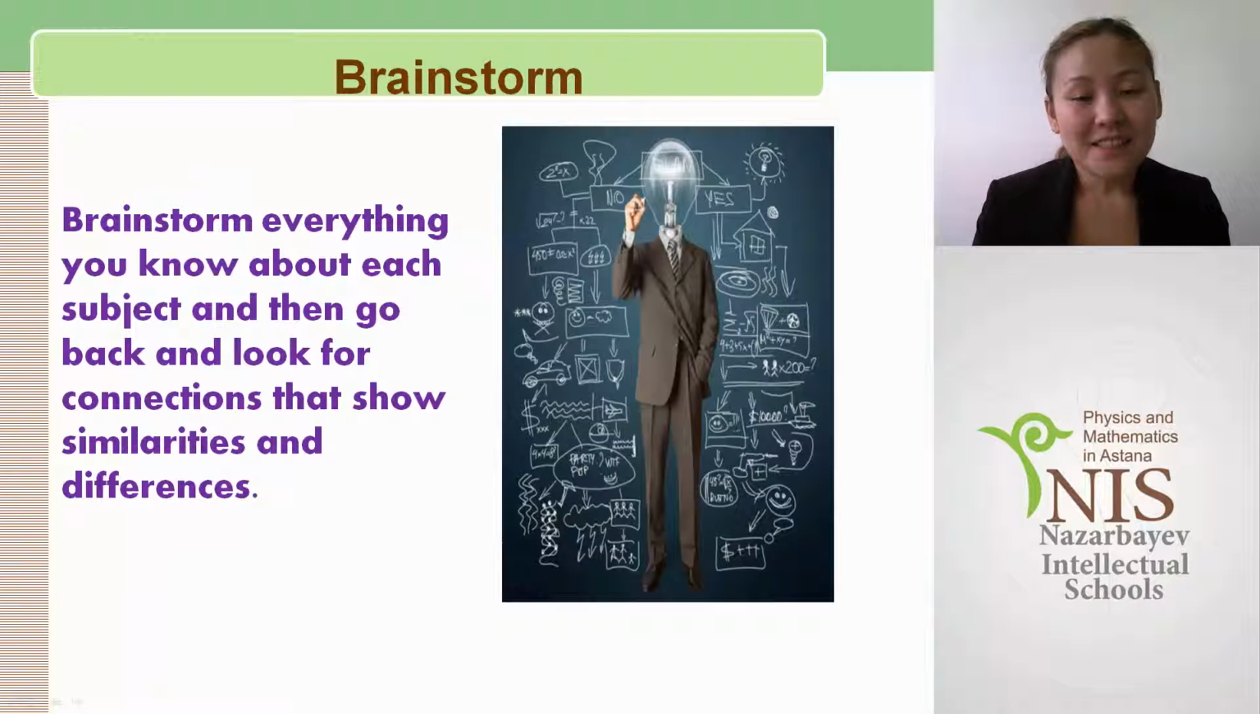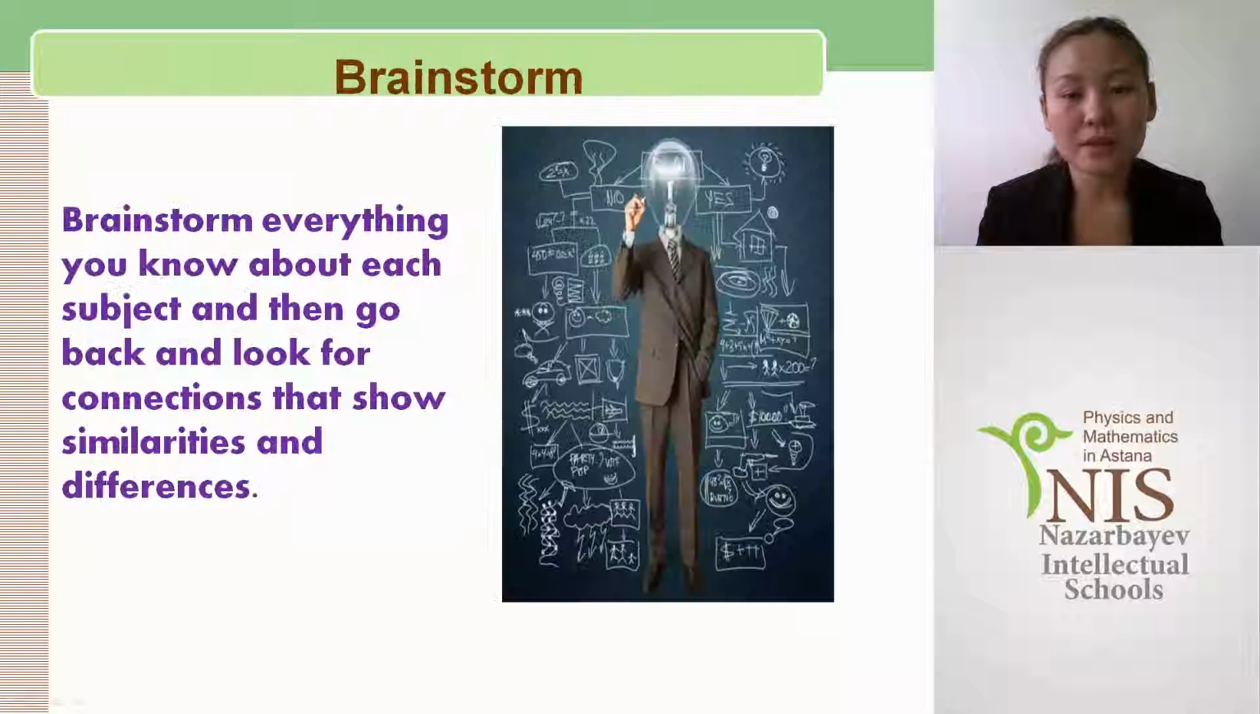The next thing, as you remember from previous lesson, we are going to brainstorm. Brainstorm everything you know about each subject and then go back and look for connections that show similarities and differences. Well, I want you to brainstorm about two seasons, spring and autumn. I want you to jot down all the ideas that come to your mind in 3 minutes. Time has started.